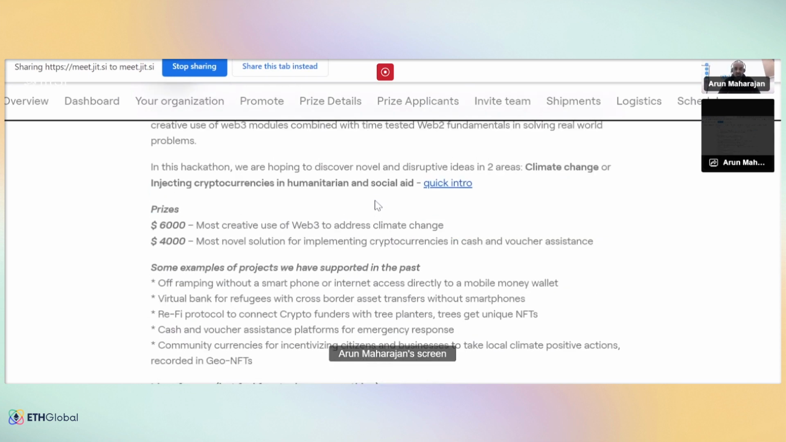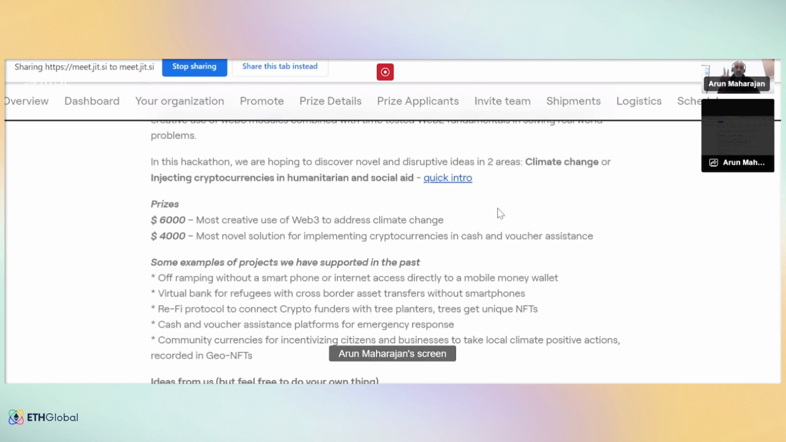In this hackathon, we want to focus on just two of those areas that I showed you initially on that UNICEF page. One is climate change, which is reasonably self-explanatory, and the other one is injecting cryptocurrencies into the world of humanitarian and social aid, more specifically cash transfers.